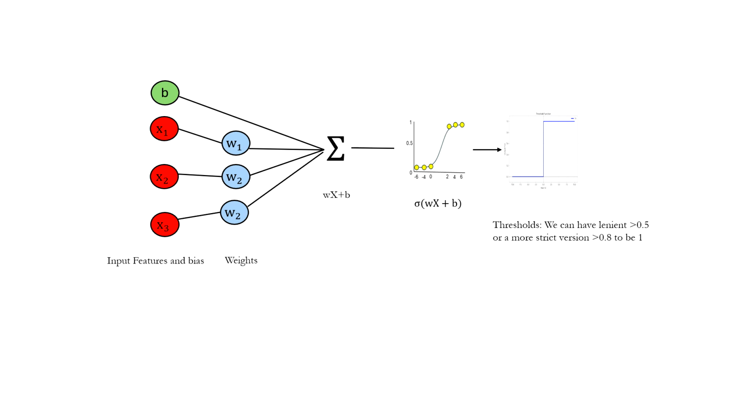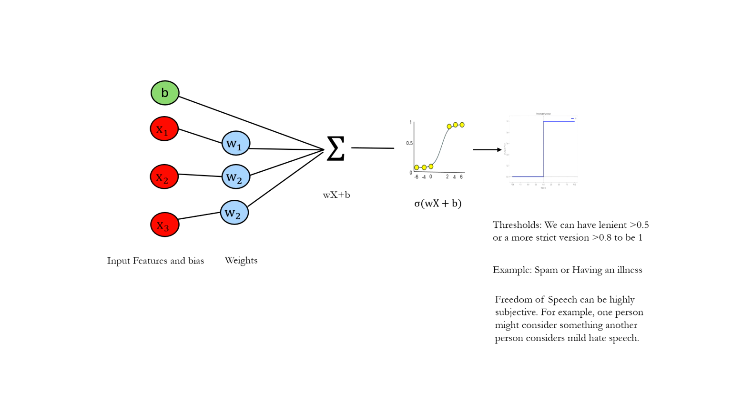Another example is something like a tweet, right? Or spam, or having an illness, right? So freedom of speech can be highly subjective. For example, one person might consider something mild hate speech that another person does not, right? So it's important to realize that, right?